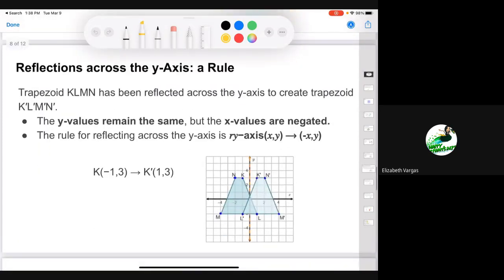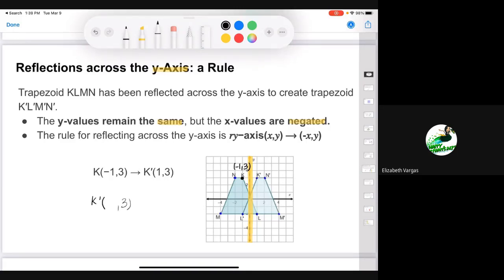Okay. Now we're going to look at a reflection across the y-axis. So again, we're mapping our pre-image to its resulting image, and we're doing it about the y-axis. So now we have a different type of reflection that goes about the y-axis. Well, the rule for a reflection across the y-axis is the y remains the same and the x value is negated. So say I want to map K. K is originally right here at -1 and 3. And now I want to see where it maps after reflection across the y-axis. So it says my y-coordinate remains the same, so 3.